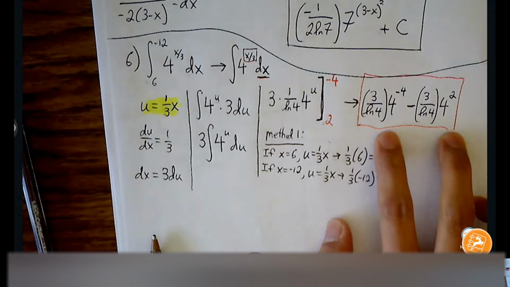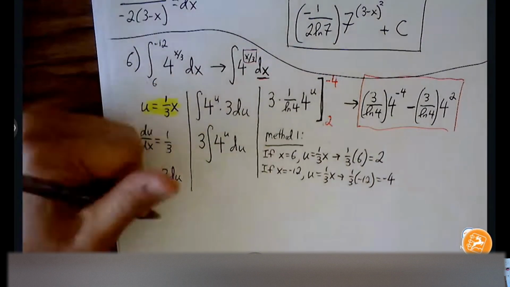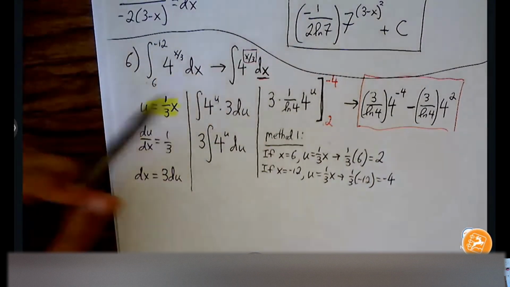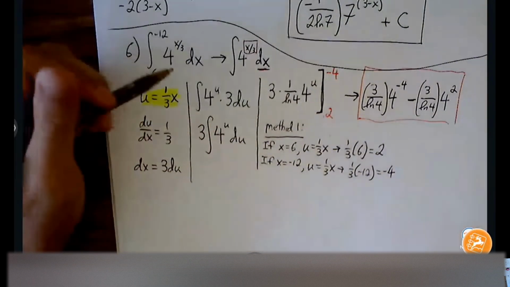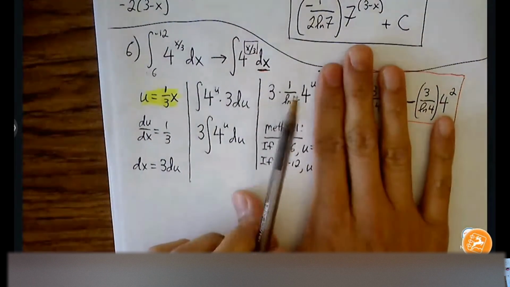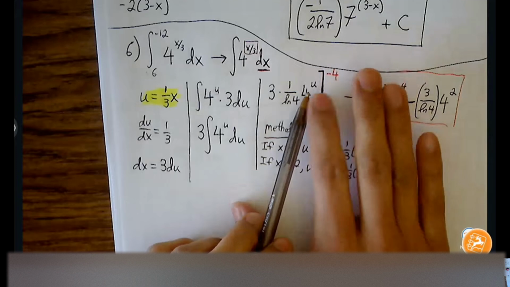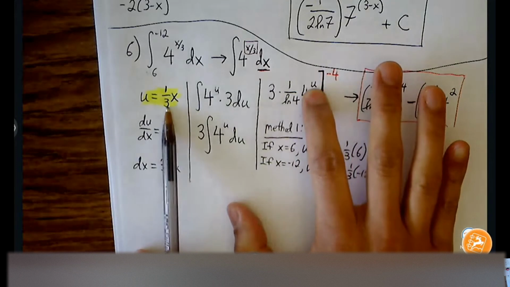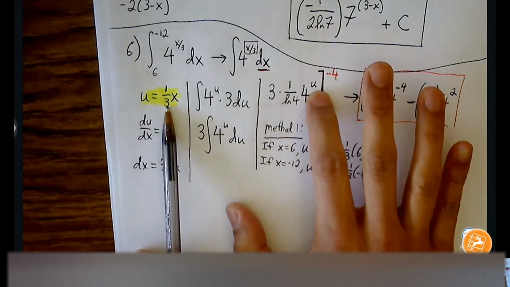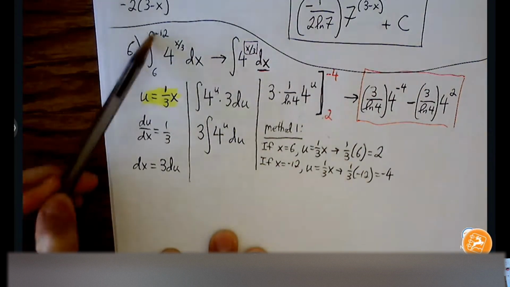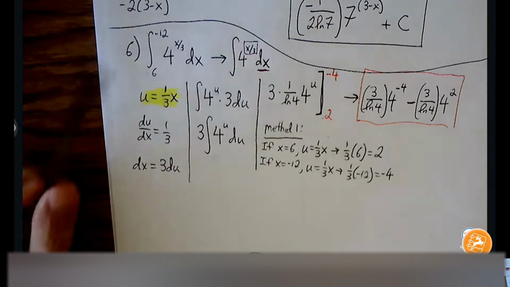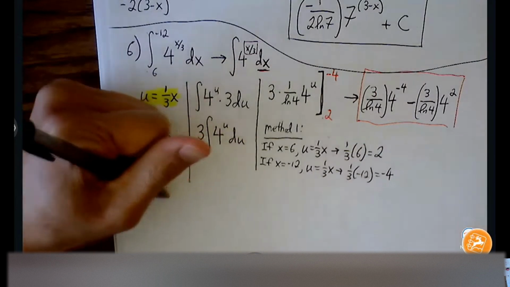Okay, that's one method. The second method is we bring everything in terms of x and evaluate it from the x's perspective. So if I want to do that, I'm just going to take my antiderivative and take it one step further, bring the x into my antiderivative. And if I do that, then I can use my original bounds because my original bounds are already in terms of x. So here's method 2.